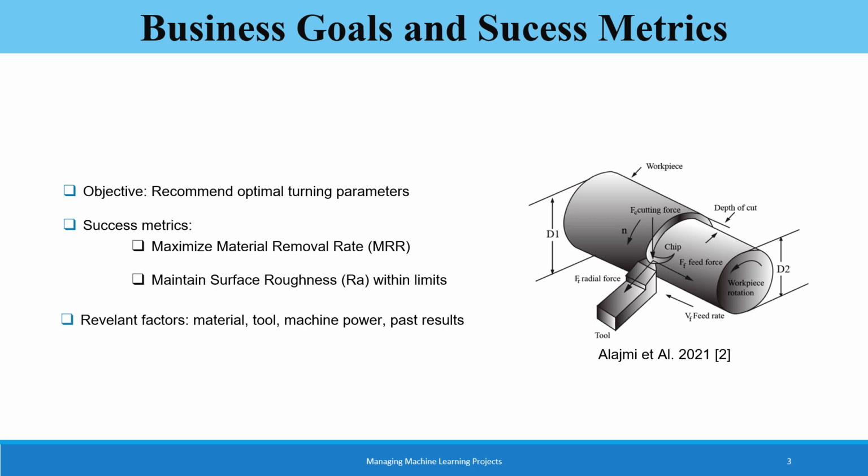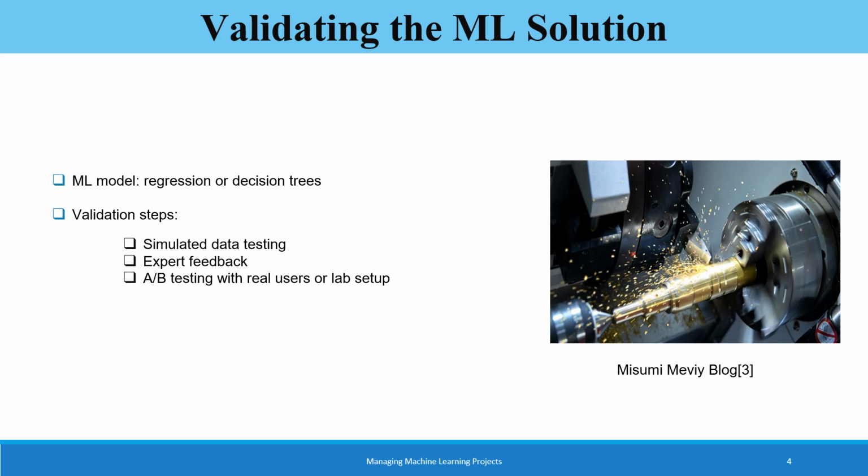Several relevant factors influence these outcomes, including the material type, the tool geometry, the machine's power available, and the results from previous cuts. The proposed solution is a recommendation engine that predicts the optimal turning parameters using supervised machine learning models, such as regression or decision trees.